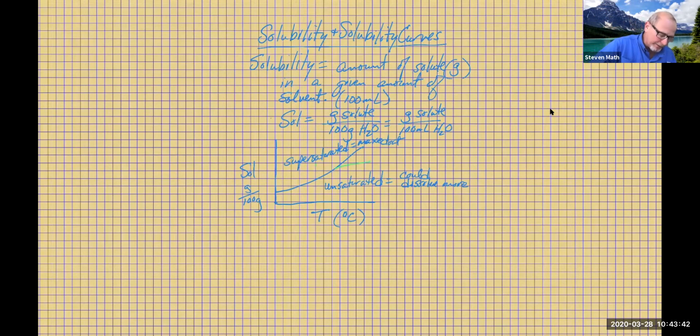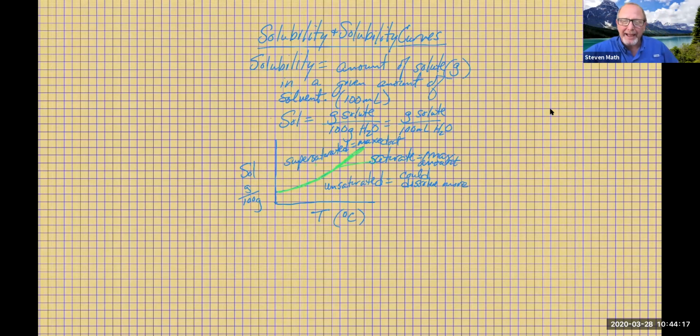Now, on the line itself, my line then is the difference between, and this is kind of hard to see, I'm going to go back to my blue. This is saturated. That is holding the max amount of solute. What's the difference between supersaturated and saturated? Saturated is holding the maximum amount. Supersaturated, it's unstable. You've maxed it and it still has more in.